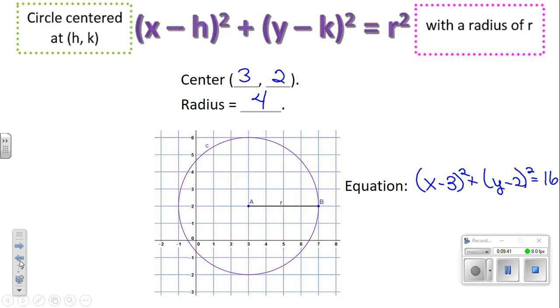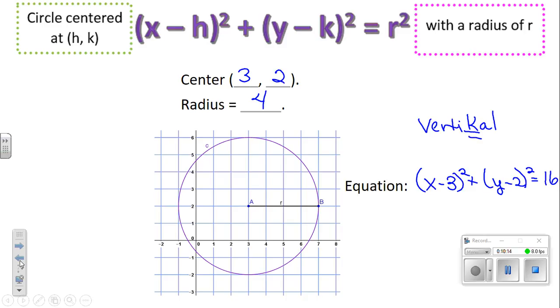Make sense? Guys, remember this equation: h can just stand for horizontal shift, which is just how far left or right it moves from 0. And then k is your vertical shift. Okay, make sense? All right.